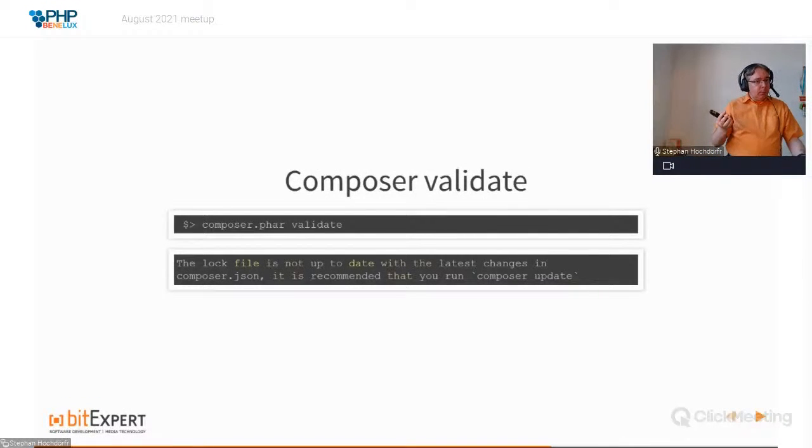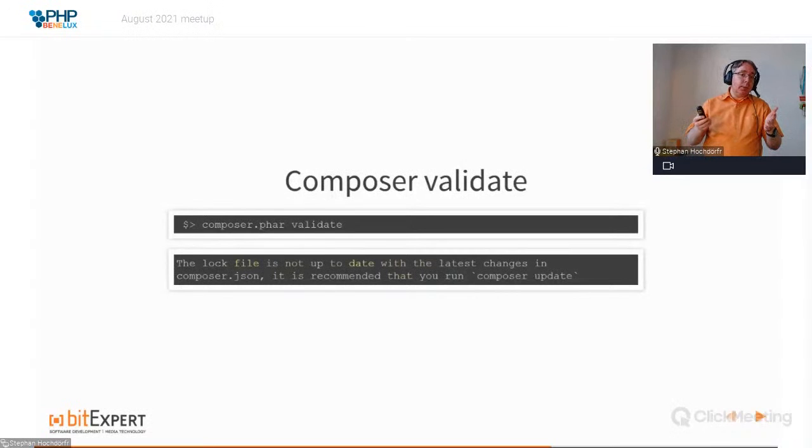Why is this a problem? Well, if you make changes to composer.json and then run composer install on production, it will check which dependencies are referred to in the lock file and then install maybe the wrong ones. And you definitely want to avoid that.